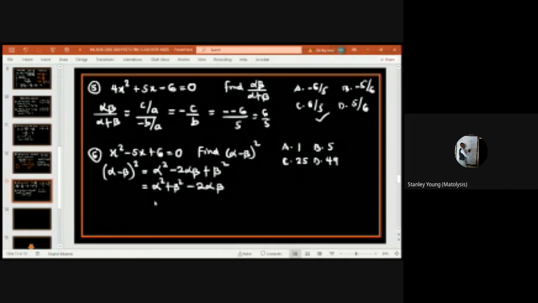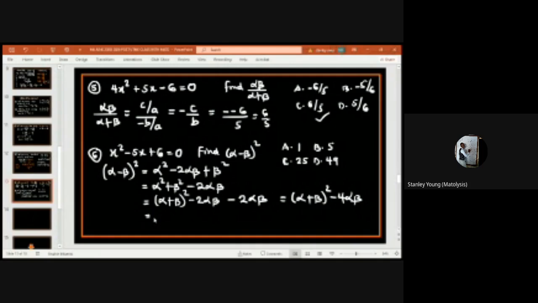And alpha square plus beta square itself, from the beginning we did something like this. This itself is alpha plus beta all squared minus 2 alpha beta. Then we now have a minus 2 alpha beta already there. So this eventually becomes alpha plus beta all squared minus 4 alpha beta.